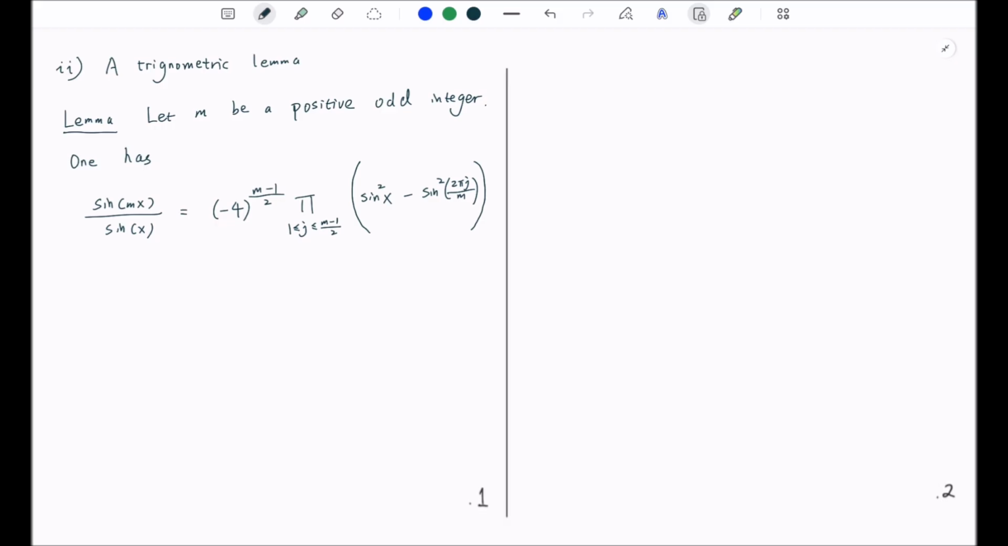So now let's prove this. We're going to break this proof into a couple of steps. In the first step, let us first show the left-hand side is a polynomial in sine of x squared of degree (n-1)/2.